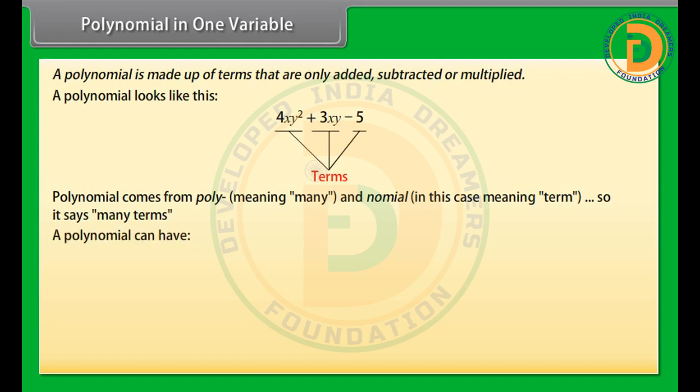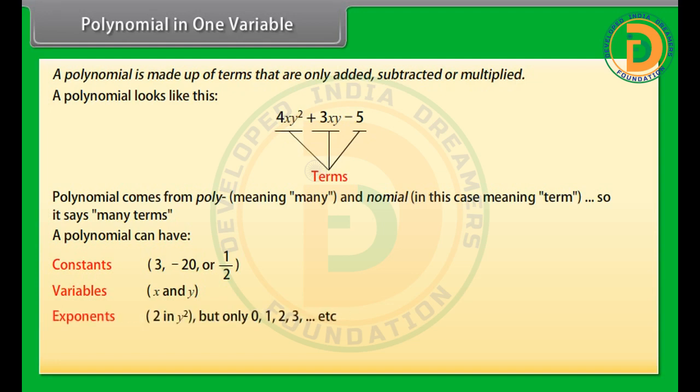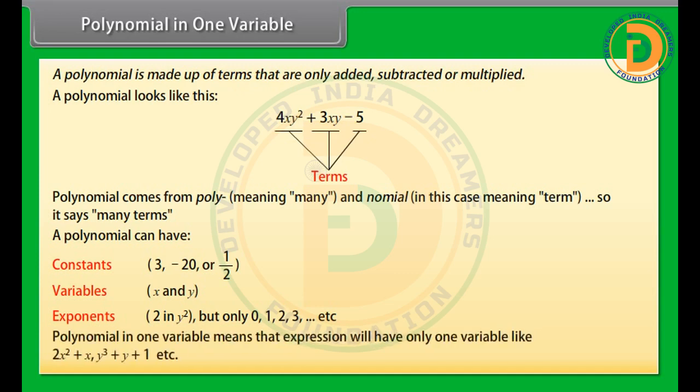A polynomial can have constants like 3, -20, or 1/2, variables like x and y, and exponents like the 2 in y square, but only 0, 1, 2, 3, and so on. Polynomial in one variable means that the expression will have only one variable, like 2x square plus x plus 1, etc.